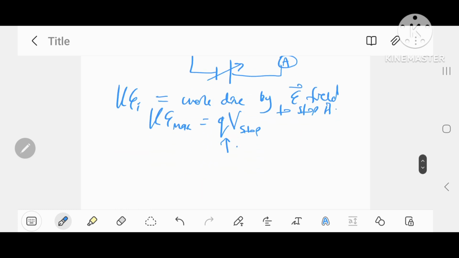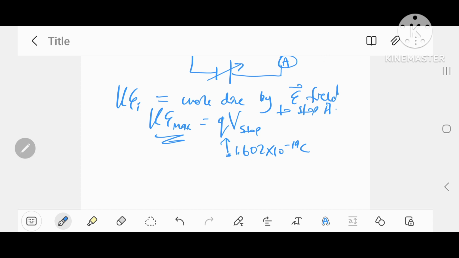Right, and Q is just a number. It's minus 1.602 times 10 to the minus 19 coulombs. And so we can therefore calculate the maximum kinetic energy of the photoelectrons by measuring the stopping voltage, V sub stop, that'll decrease the current to zero.